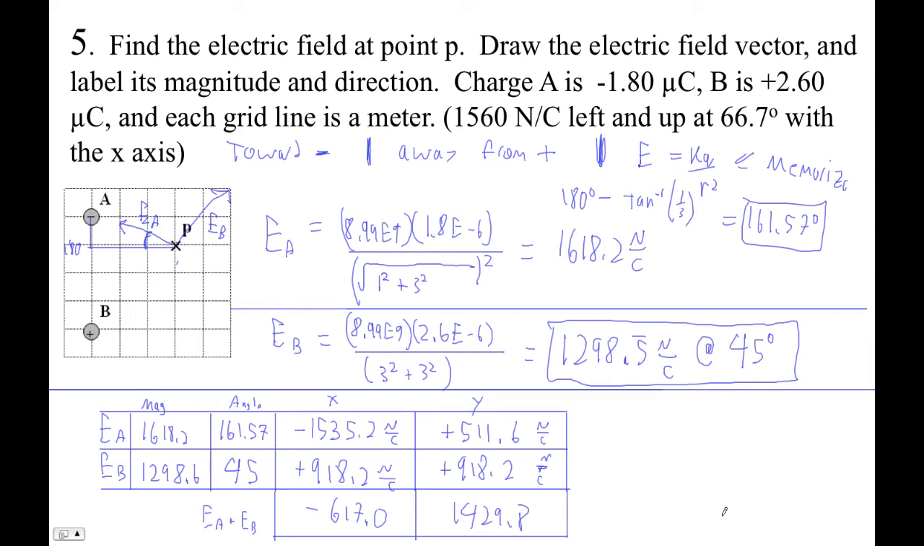So let's draw a picture of that guy. Left. Up. So this is what you got to do. You got to draw me a picture. It's to the left, it's up. Draw me a picture of it, okay? This is 617. This is 1429.8.